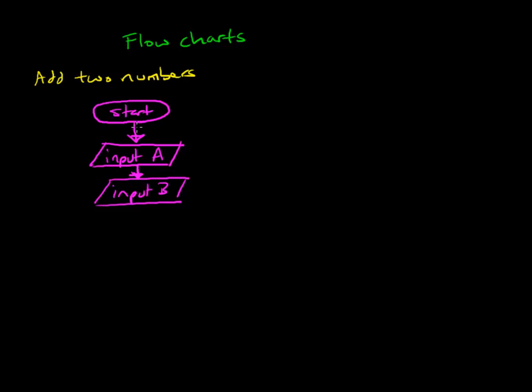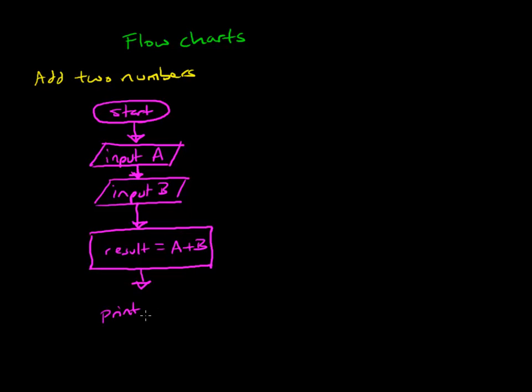So I'm going to start for my program, then I'm going to input A, then I'm going to input B. Then I need to do some processing with them because I'm adding two numbers together. So the result will be A plus B. And because I'm processing, I use squares or rectangles, so vertical edges. And I've added the two numbers. I want to print them on the screen, so I'm going to print the result, and because that's input and output, I have the slanted edges and a parallelogram.